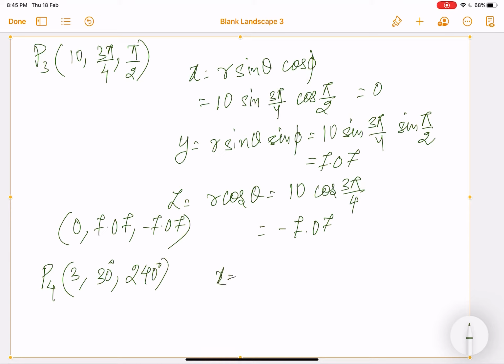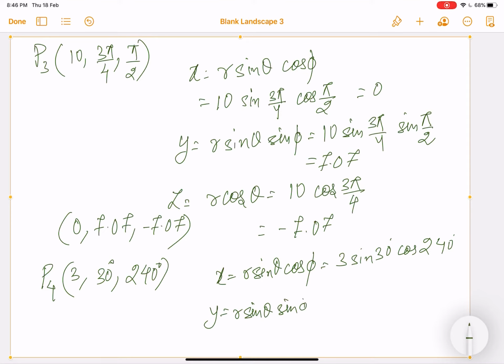Again, x is equal to r sine theta cos phi. So what will I get? 3 sine 30 degrees cos 240 degrees. Likewise, y will be r sine theta sine phi. So this is 3 sine 30 degrees sine 240 degrees, and z is r cos theta, which is 3 cos 30 degrees. You can use your calculators and solve it.